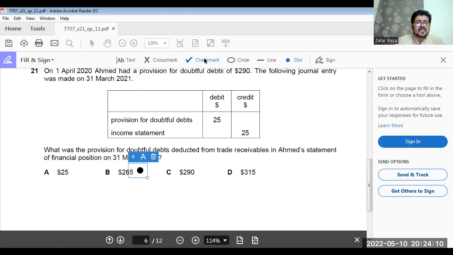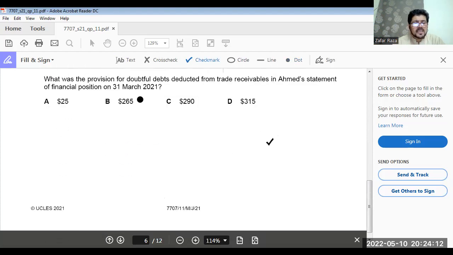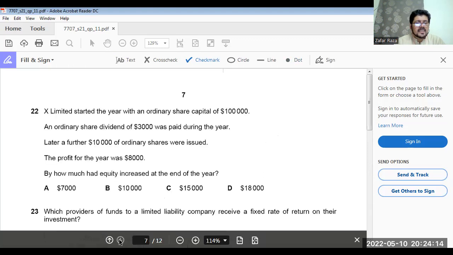B option should be the answer, because we are reducing. Okay.